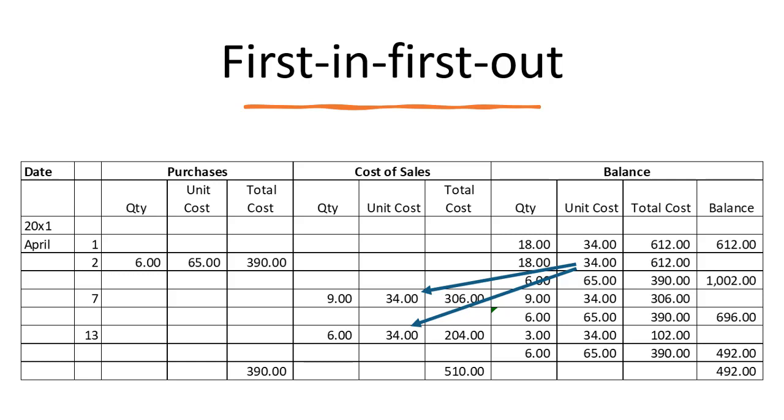And then if you look into the balance section, out of that 9, we deducted 6. We still have 3 with a unit cost of $34. So we have 102 there. And then 6, of course, is untouched still based on the inventory cost flow. So we have a total balance of 492. So that closing inventory here will be costing $492. Cost of sales will be 510, and the purchases that we made is 390.